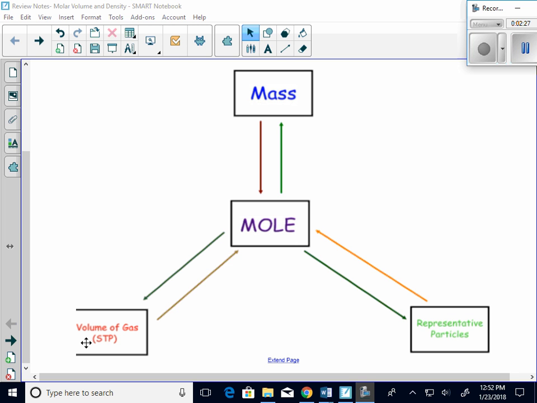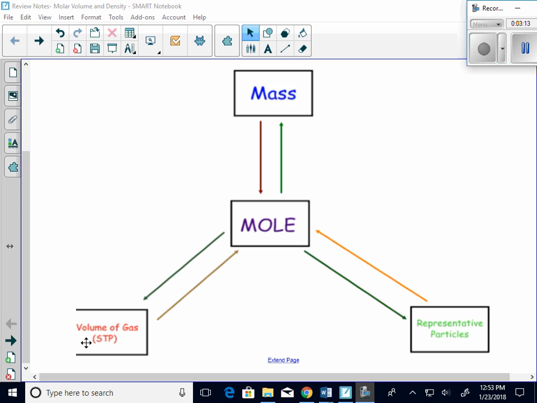So, if I have STP, what's the volume of 1 mole of oxygen? 22.4 liters. What's the volume of 1 mole of nitrogen? 22.4 liters. Okay? Let's deal with a compound. Let's talk about some molecules. What if I have STP? How much is 1 mole of methane gas, CH4? 1 mole of that would be 22.4 liters. What would 1 mole of carbon dioxide be at STP? 22.4 liters.